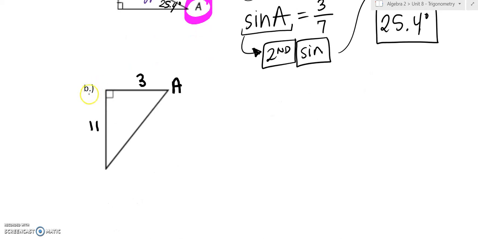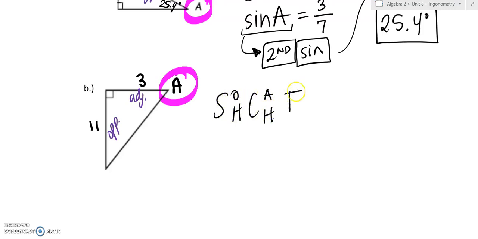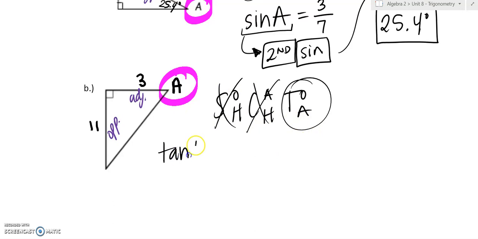Next, problem B. I'm still looking for angle A. I circle it. I'm going to start to label. I have opposite and I have adjacent because that's right next to it. It's touching. I'm going to go back and think about SOHCAHTOA because I have to decide which trig function I want to use. I have opposite and adjacent, O and A. If I have O and A, I want to use tangent. So I set this up. Tangent of whatever I circled, that would be capital A, is equal to opposite over adjacent.